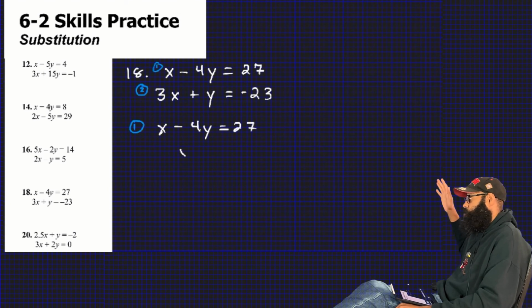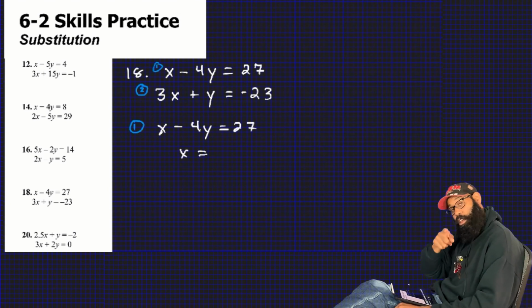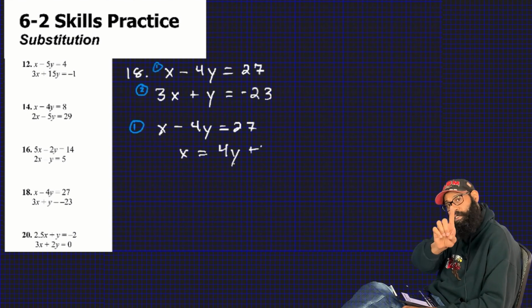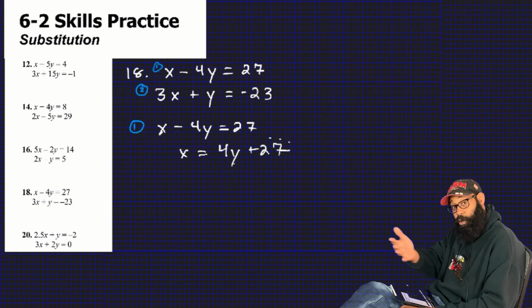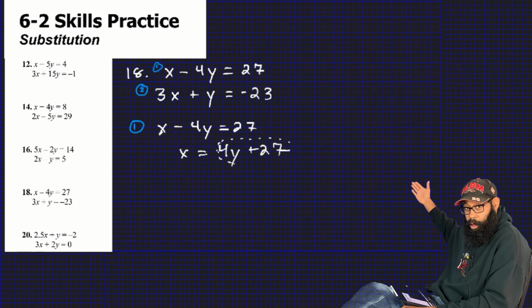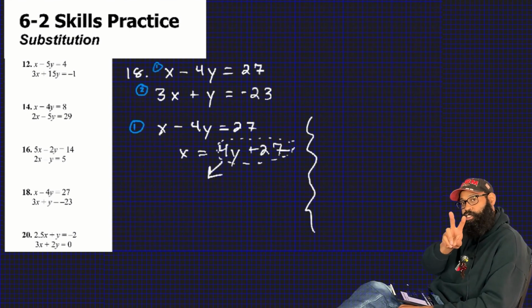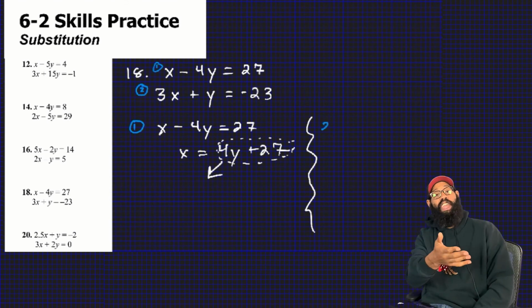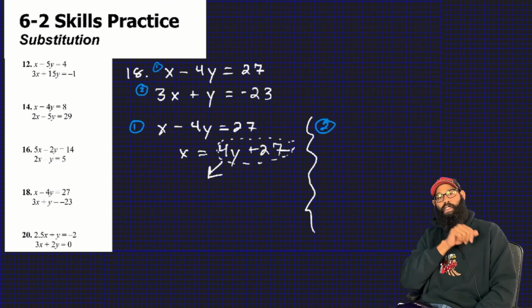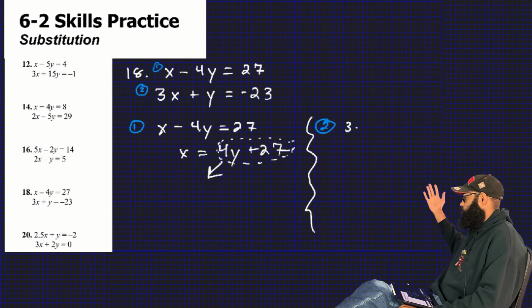Well, if you're changing equation 1, good. There's no coefficient for x. It's an invisible 1. So x would equal, you got it, positive 4y plus the 27. What about equation 2? Could I do the same for equation 2 and solve for one of the variables, the x or the y?